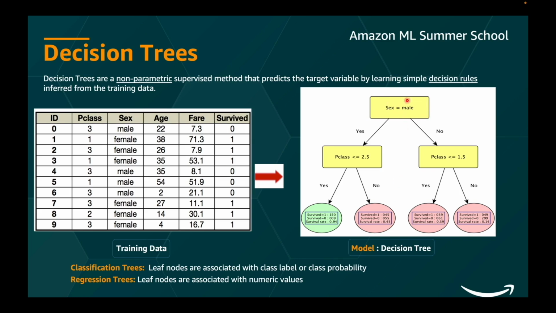Right at the top, it uses the gender feature, and you'll have to notice that after it's made a decision based on gender, it can't make another decision based on gender. Right? It has to choose a different attribute to make a decision based on.